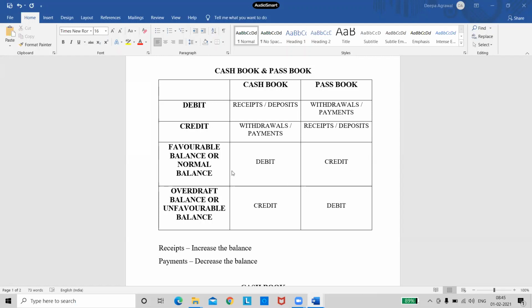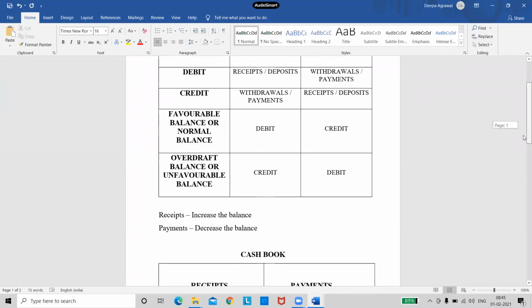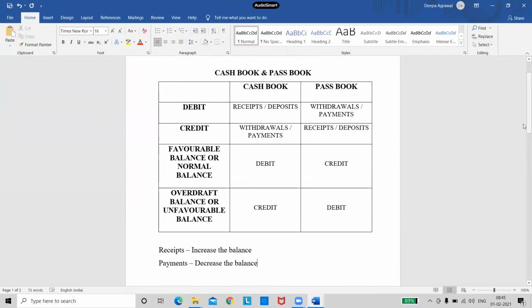Now coming to the balances point, that is the second point. In case of the cash book, the normal balance is a debit balance and the overdraft balance will be a credit balance. When we come to our passbook, the normal balance is a credit balance and the overdraft balance is a debit balance. Coming to our third point, receipts will always increase the balance and your payments will always decrease the balance. So if you remember these 3 points, it's more than sufficient for us to do our BRS.